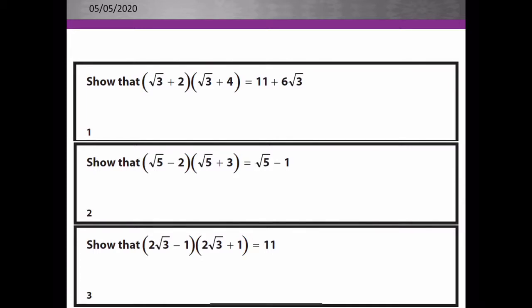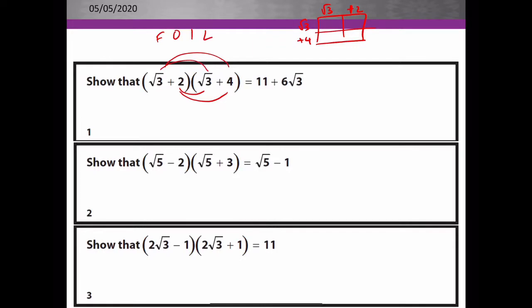Now, you've got double brackets, so the double brackets work two ways. You can either use the FOIL method, first, outside, inside and last, or you could have used the box method, so you could have put root 3 plus 2, root 3 plus 4. Whichever method you want, that's the one that you use. But we're using it for surds.